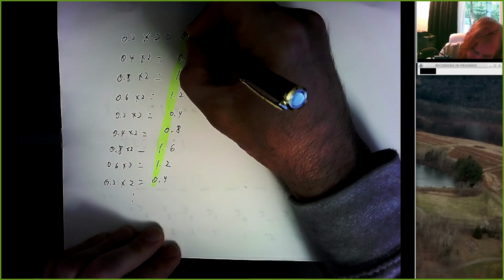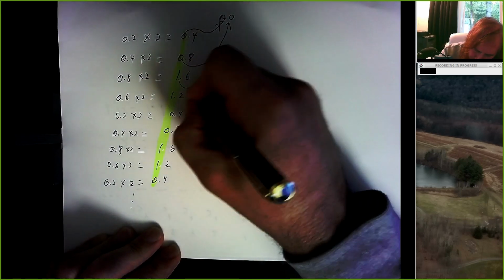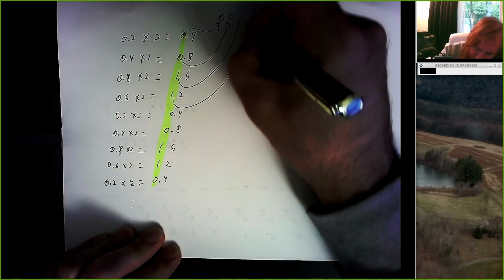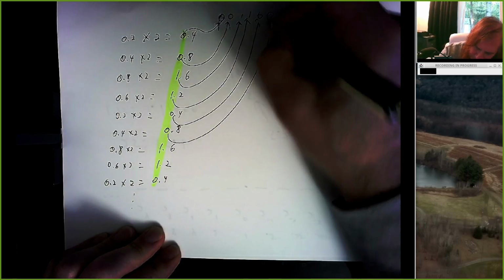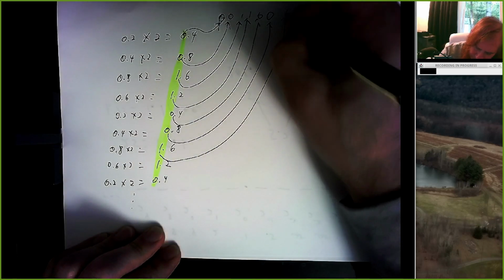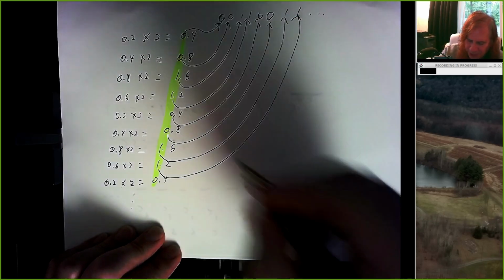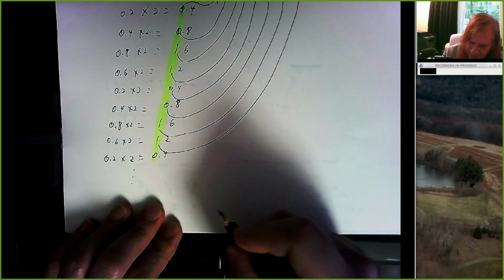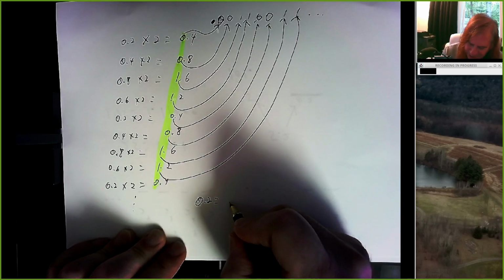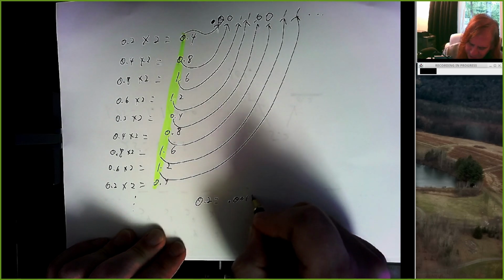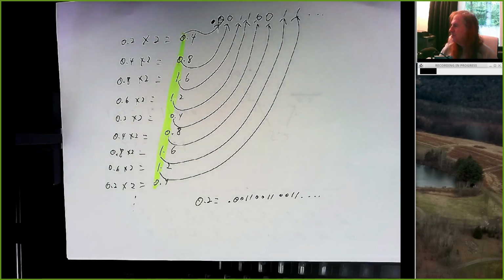So we'll take this digit here, that's a 0, this is a 0, this is a 1, this is a 1, 0, 0, 1, 1, and so on. And we just throw a decimal point at the left. And so 0.2 written in binary will be 0.001100110011 and so on.